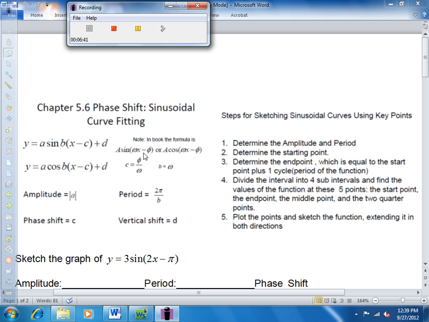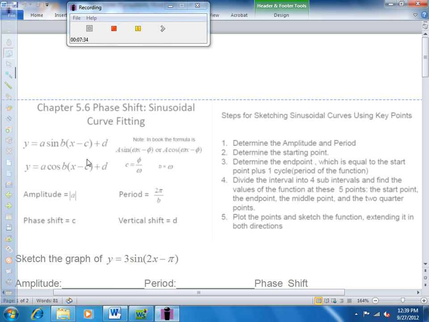To make this form into this form, all you have to do is take this number phi, which is this circle with a little slash through it vertically, and divide it by the frequency, and you will get the phase shift, which is c over here. Okay. So for instance, we'll do it with this problem down here. The amplitude is always positive. So if the amplitude is negative, what happens?